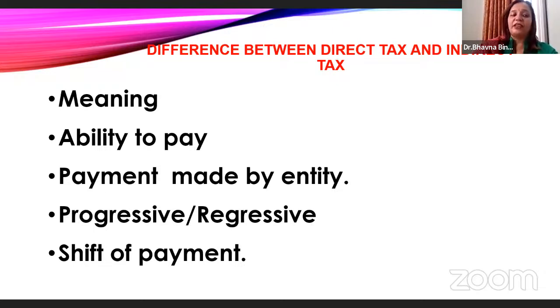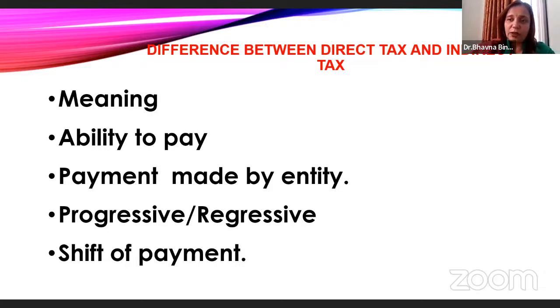The main difference between direct and indirect tax. Again, this was asked as a distinction question in the paper, where these 5 points are expected to be written. First of all, meaning, which is in my first slide: what do you mean by direct tax and what do you mean by indirect tax? Then the ability to pay. Whether you are able or not able, you are supposed to pay indirect taxation, whereas direct tax is not like that. If your income is above the slab rate of 5 lakh, only then do you have to pay income tax. Otherwise you are not supposed to pay income tax. But with indirect taxation it is not so. Whether you are able or not able, you have to pay the payment made by the entity.